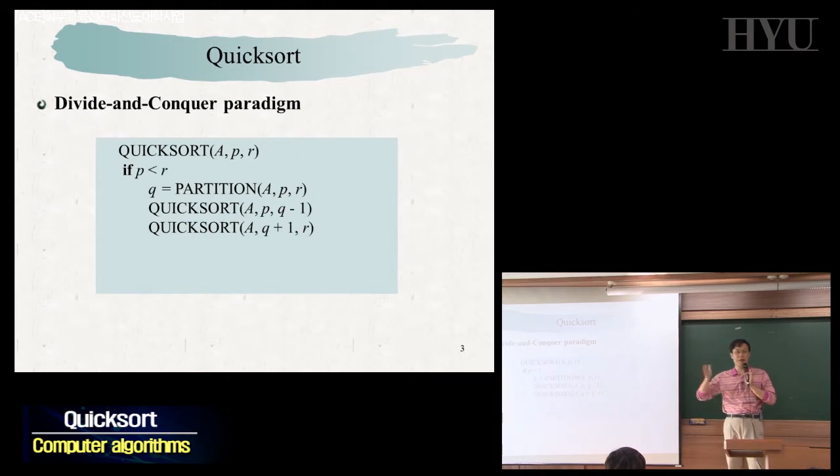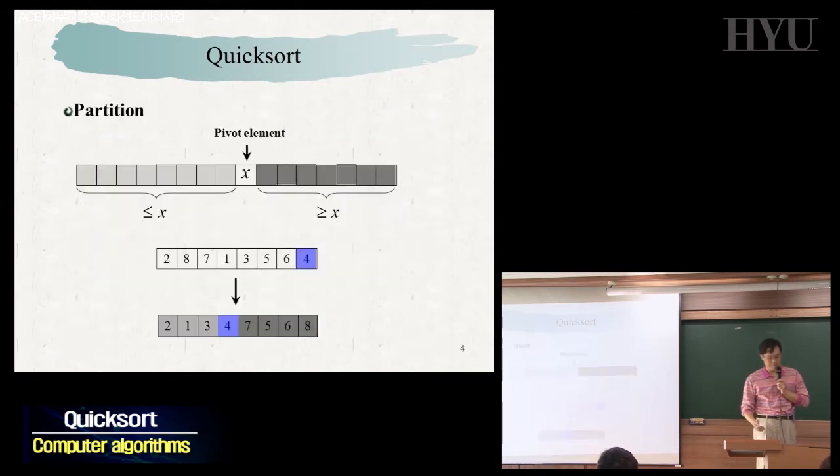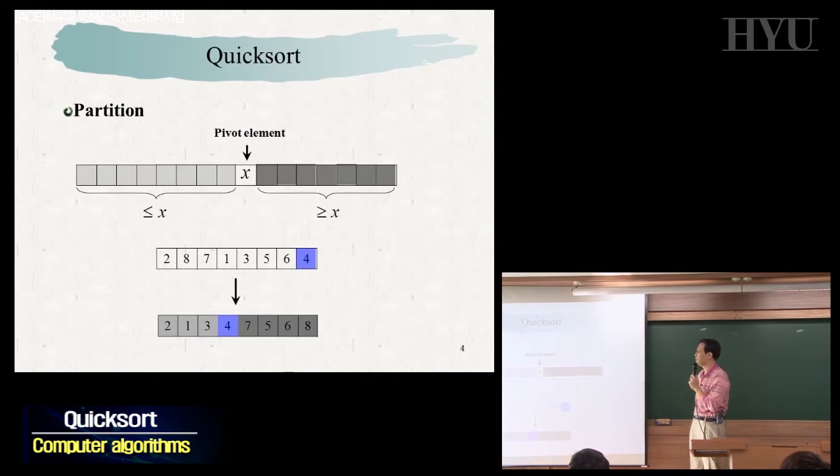It first partitions the array and recursively performs quicksort on each partition. But the partitioning process is different from the partitioning process of merge sort. Let me explain. Okay, this is the partitioning procedure.